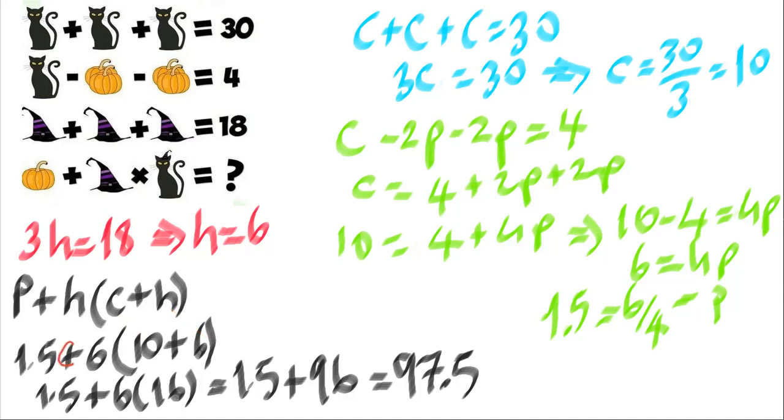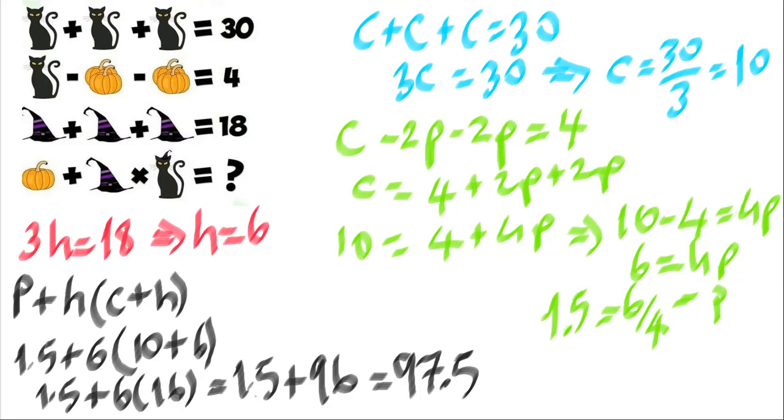Now we have 3 operations: one addition, multiplication, and addition. But the bracket is first, so we first add these two, 16. Then multiplication is second. We multiply these two, which is 96, and plus 1.5.